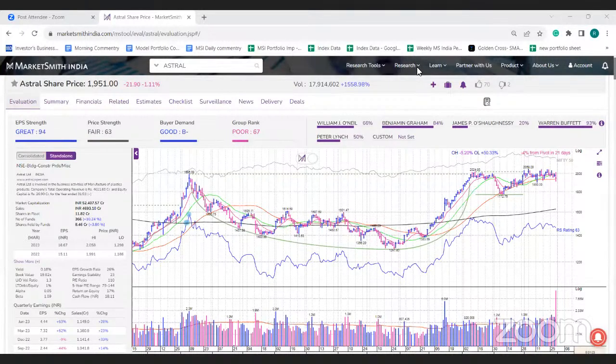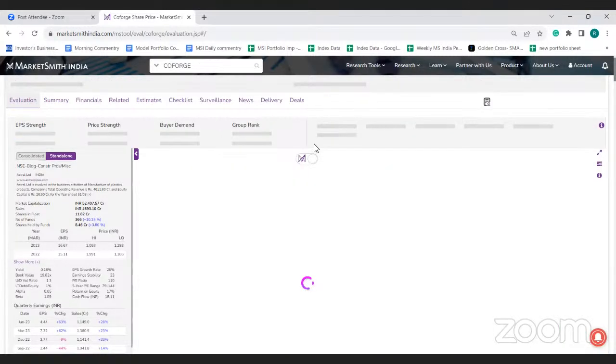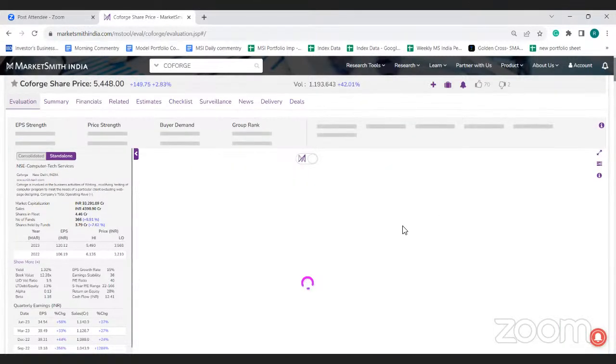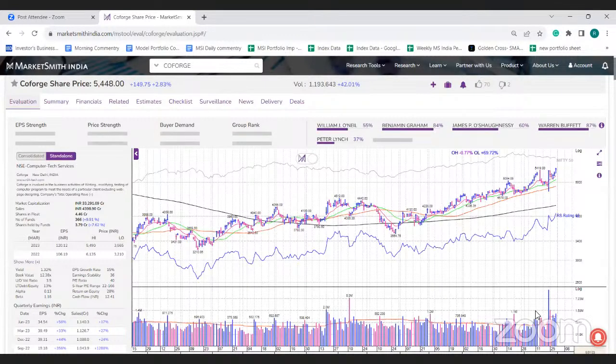Thanks, Raj. I will take a couple of queries. One on Coforge. The stock is trading near its all-time high. If you can see on the weekly chart as well. Sorry, it's at 52-week high. It had an all-time high around the 6,000 level, which was in December 2021. Okay, and now it is trying to approach that level.